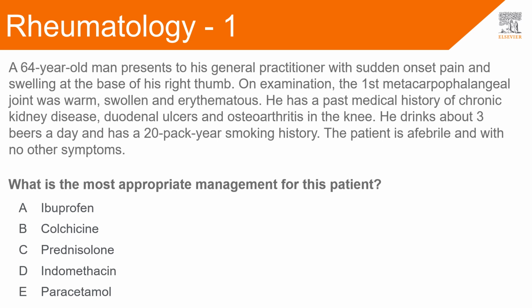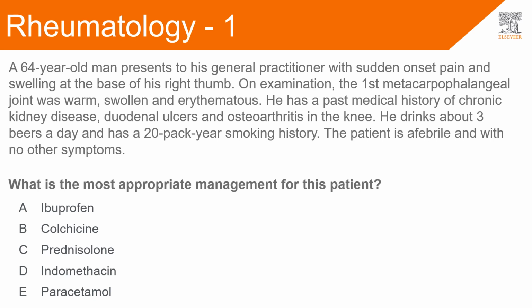So we've got a 64-year-old man that's come into the GP, sudden onset pain, right thumb. First metacarpophalangeal joint, warm, swollen, erythematous. Note his medical history of CKD, duodenal ulcers, and osteoarthritis in the knee. He is a drinker, 3 beers a day, and 20-pack year smoking history. Afebrile and got no other symptoms whatsoever. What's the most appropriate management?